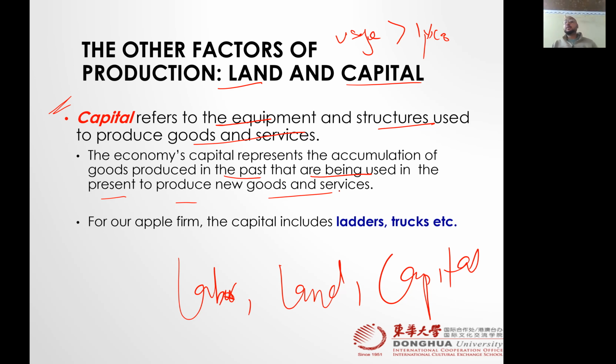All right, which means capital must have a life of more than 1 year, and that capital must be used next year as well to produce goods and services. So it means we are talking about machinery, equipment, all right? So in our apple farming scenario, the apple farm capital includes ladders and trucks for transportation, right? These are called the capital.